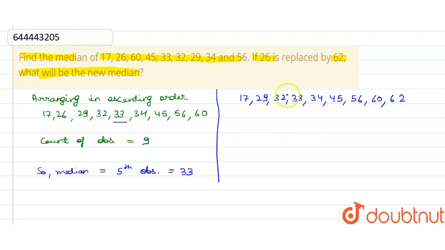Now again, if we talk about the number of observations, here the number of observations is the same, which is 9. So for the odd term, the median is the middlemost observation. So from here we can say new median equals the fifth observation, and the fifth observation here is 34. So 34 is the new median, and the median of the original series would be 33.